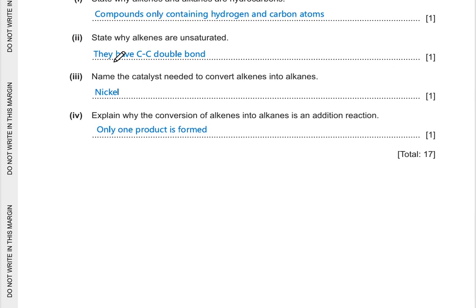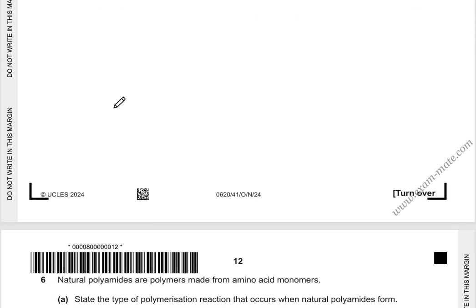Name the catalyst needed to convert alkenes into alkanes. It's going to be nickel. You have to remember the reactions in the alkenes topic. Explain why the conversion of alkenes into alkanes is an addition reaction. That's because only one product is formed.